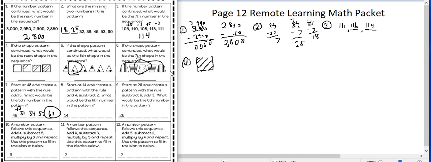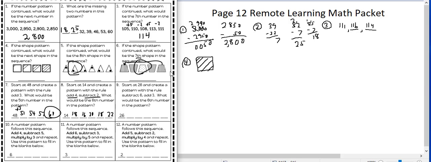All right, start at 14 and create a pattern with the rule add 4, subtract 2. What would the 6th number be? So pretty similar to what we did here. I'm just going to underline those real quick. Add 4, subtract 2. So 14, add 4, 18. Subtract 2, 16. Add 4, 20. Subtract 2, 18. Add 4, 22. All right, 1, 2, 3, 4, 5, 6. So the 6th number would be 22.